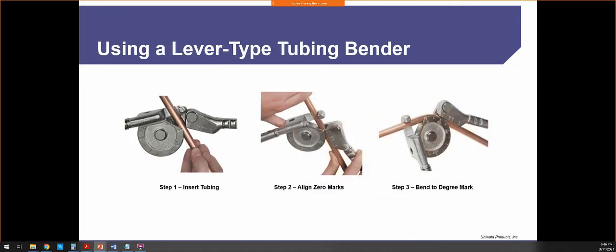Or you're going to have a manual type of bender. And so this is just illustrating how to use it. We're going to insert the tubing to the desired mark. We're going to slowly apply pressure, and as we apply pressure, it's going to rotate around the mark, giving us the desired type of bend. There's little notches here, so that'll tell you exactly where to stop. Once this little mark aligns with whatever degree you want, you know you're done. So real easy to do a 90-degree bend.